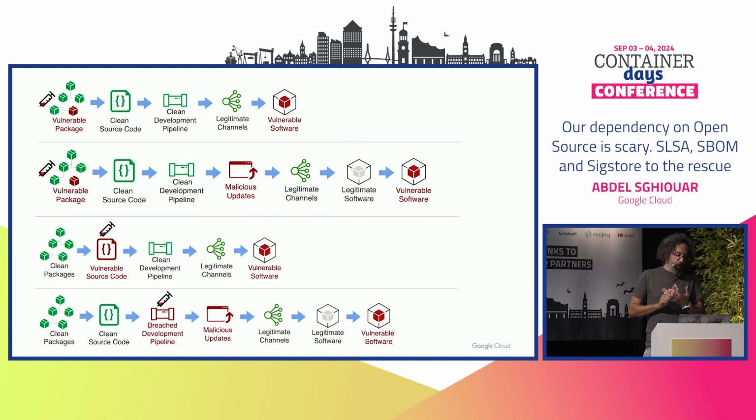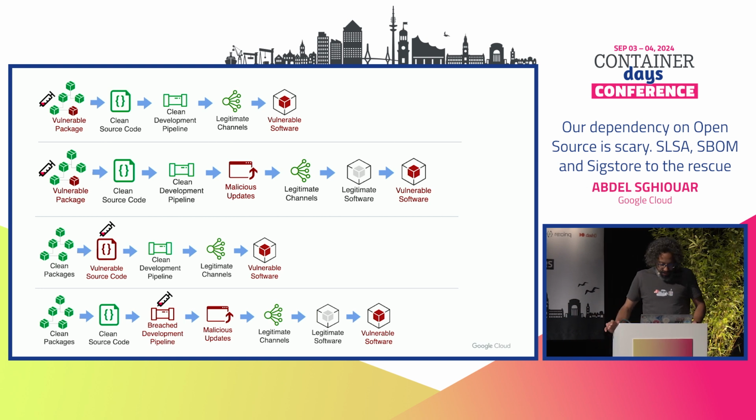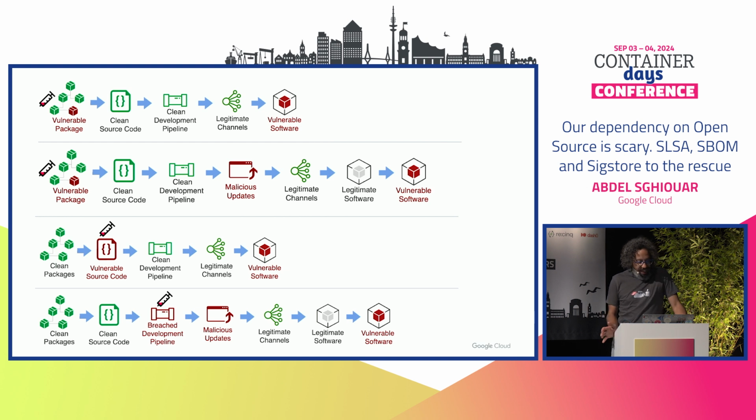You could have vulnerable source code. This is very, very common. People write bad code for many reasons, not only because people are stupid, but people do write bad code. You wake up in the morning, you have a bad day, your coffee was not good, and you write bad code. That could happen. Some people might argue that that's called job security, but whatever.